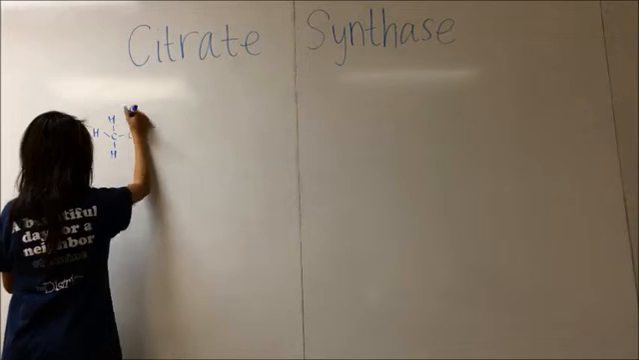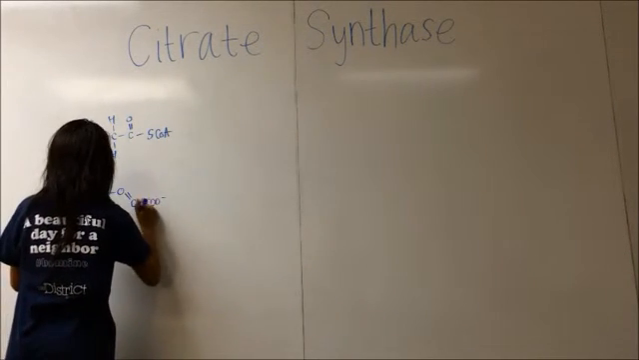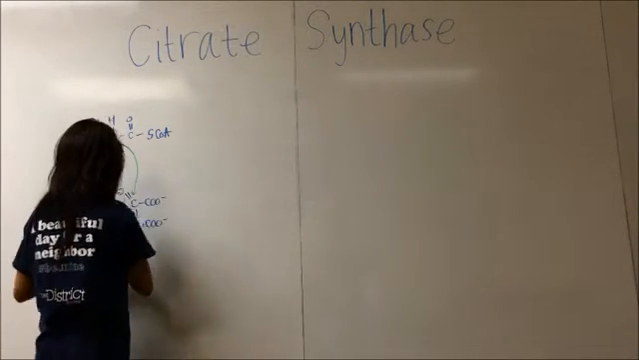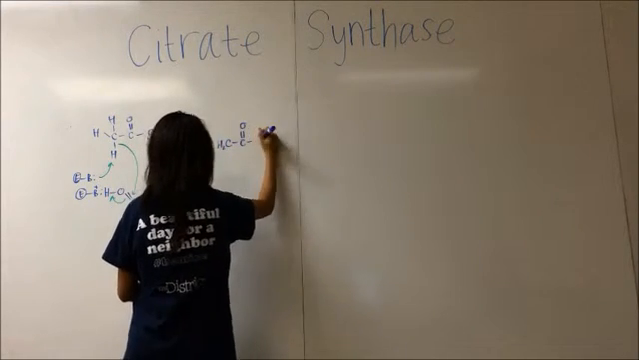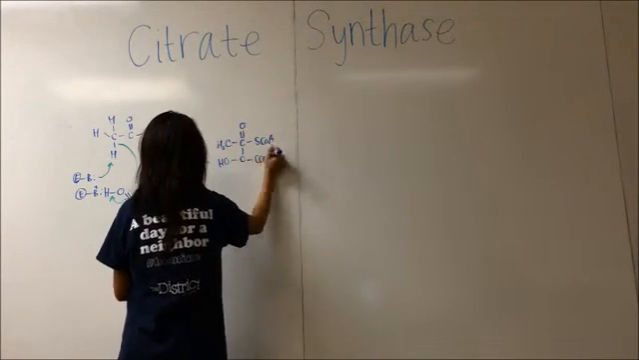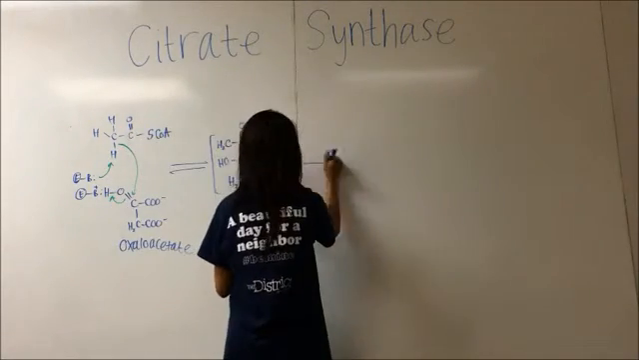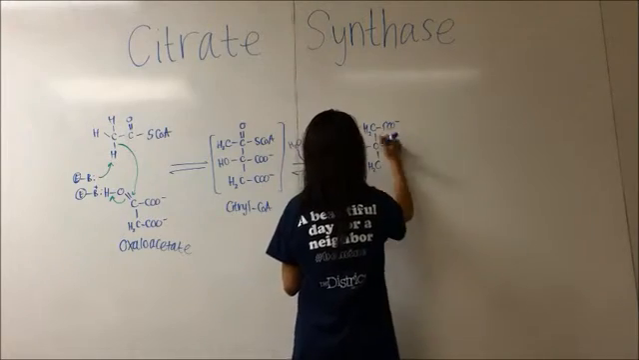In the mechanism, a base on the enzyme accepts a proton from the methyl group of acetyl-CoA, which produces a stabilized alpha carbanion of acetyl-CoA. This nucleophile attacks the alpha carbonyl of oxaloacetate, yielding citryl-CoA. The reaction is completed by the hydrolysis of the high-energy thioester to citrate and free CoA.